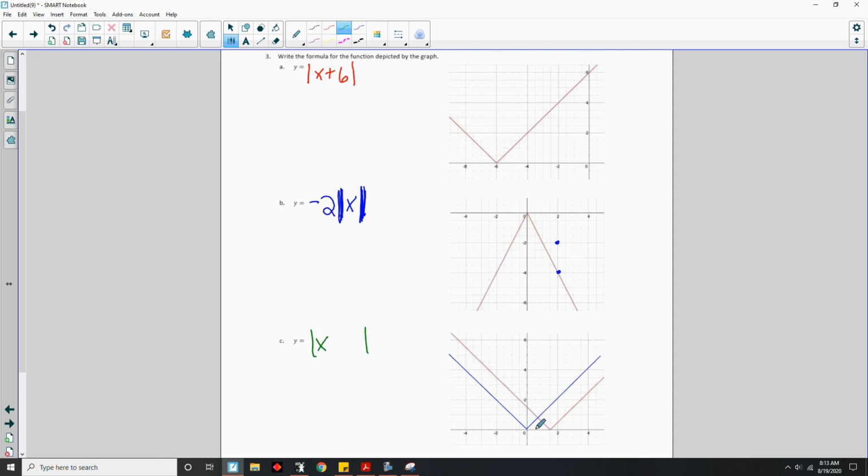And it's moving over 1. Here's 1. Here's 2, so that's 1.5. So that would be 1.5, and it's to the right, so it's minus. So it's minus 1.5 or 3/2.